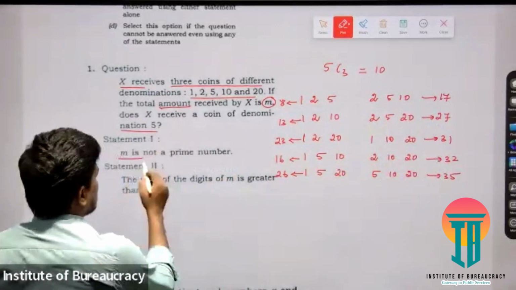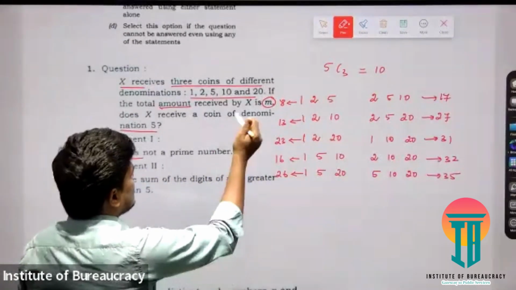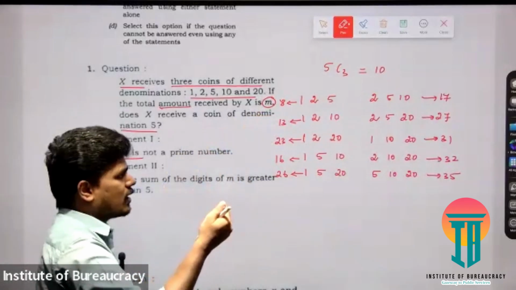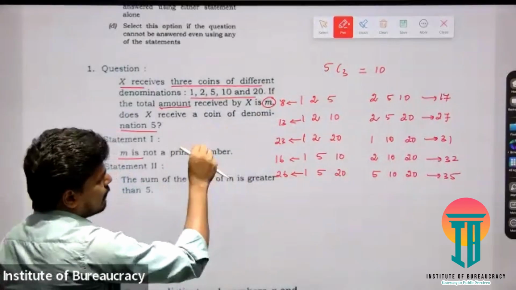Now they said M is not a prime number. If M is not a prime number, so he is having the amount M which is not a prime number, which means a composite number. If it is not a prime number, does it have 5?